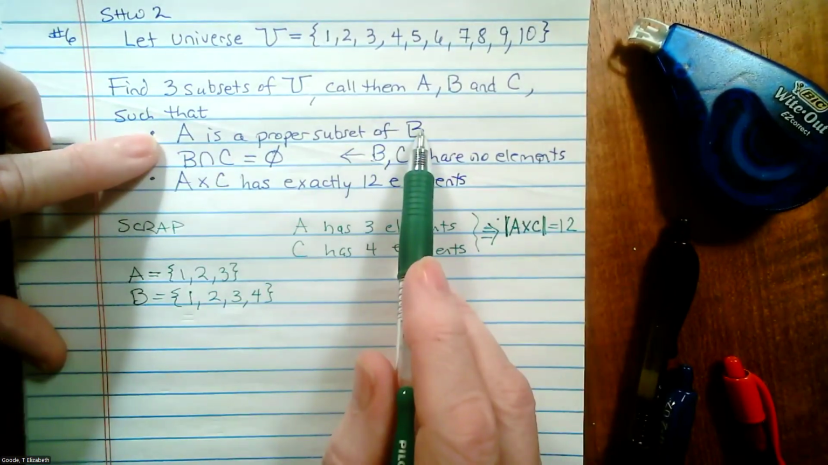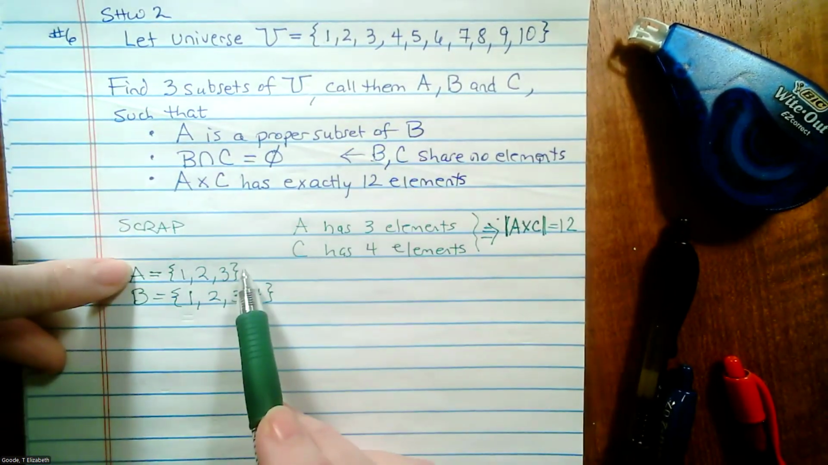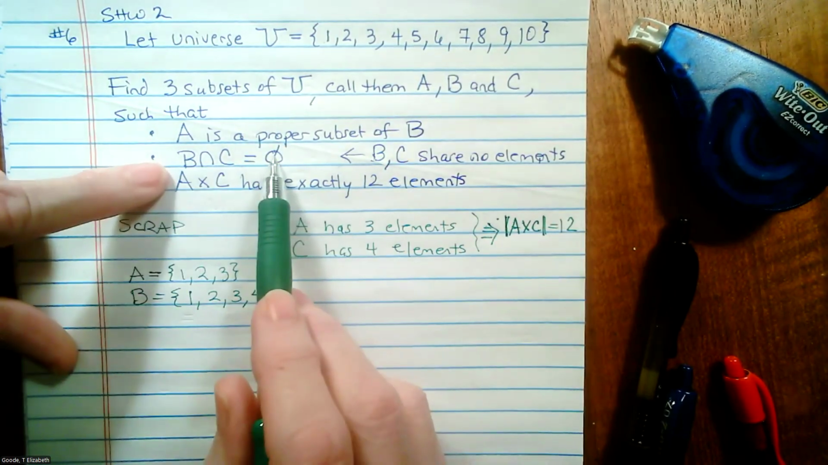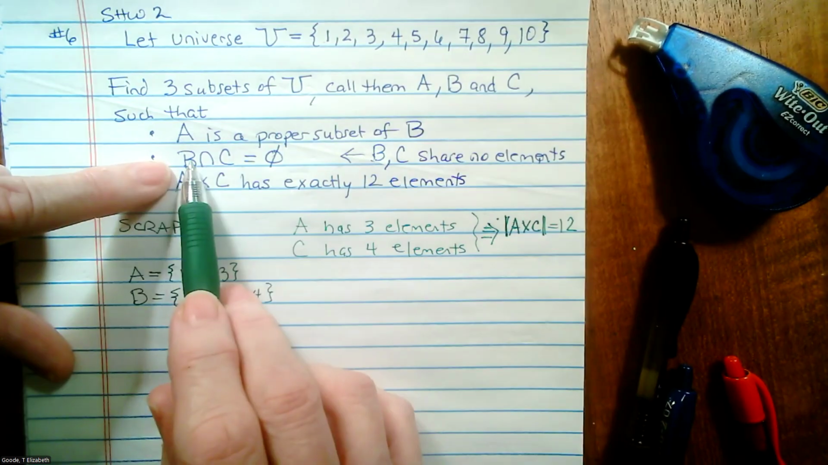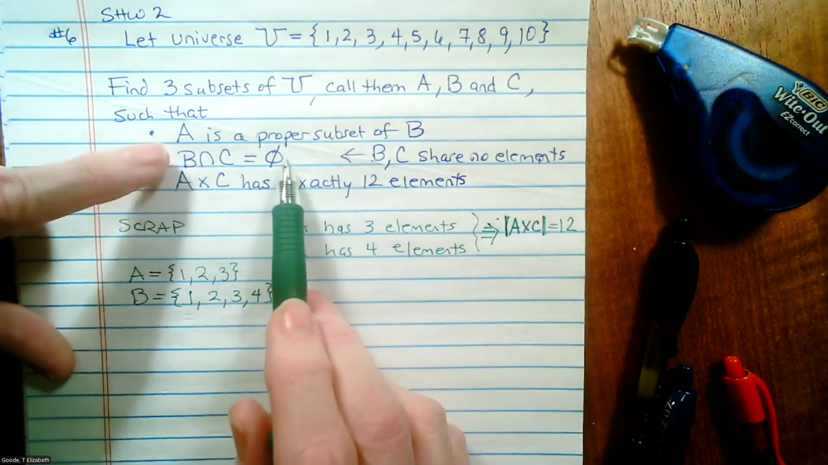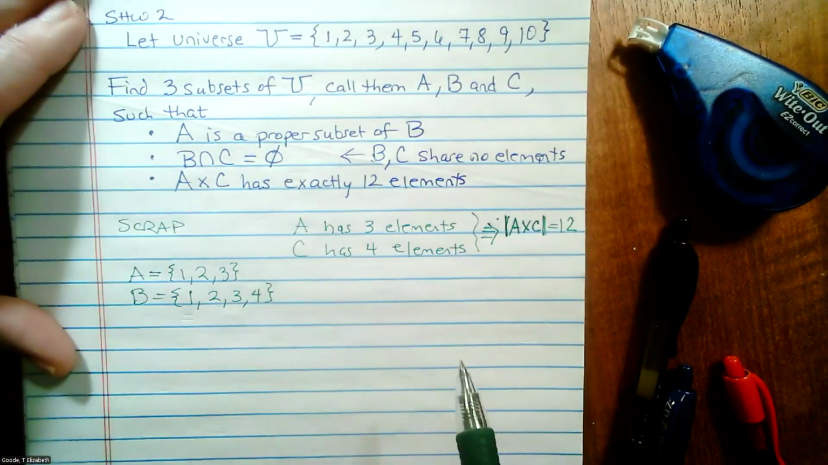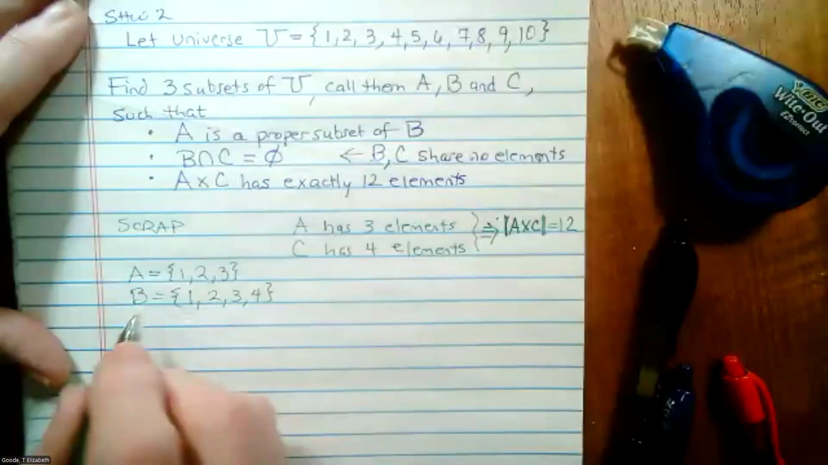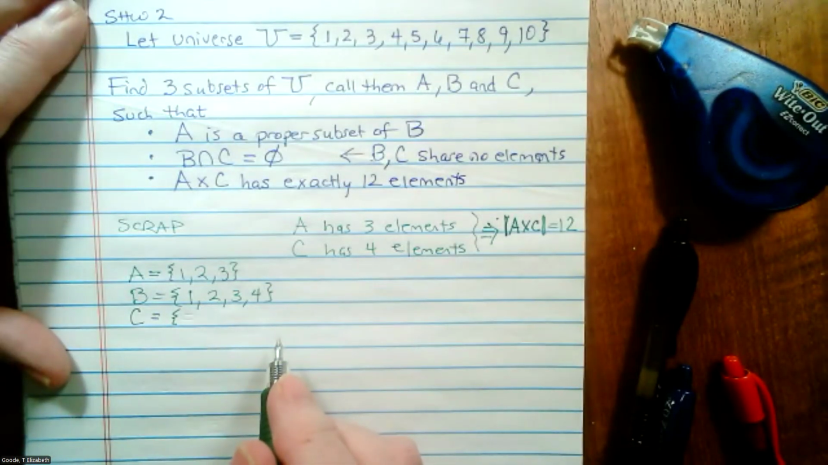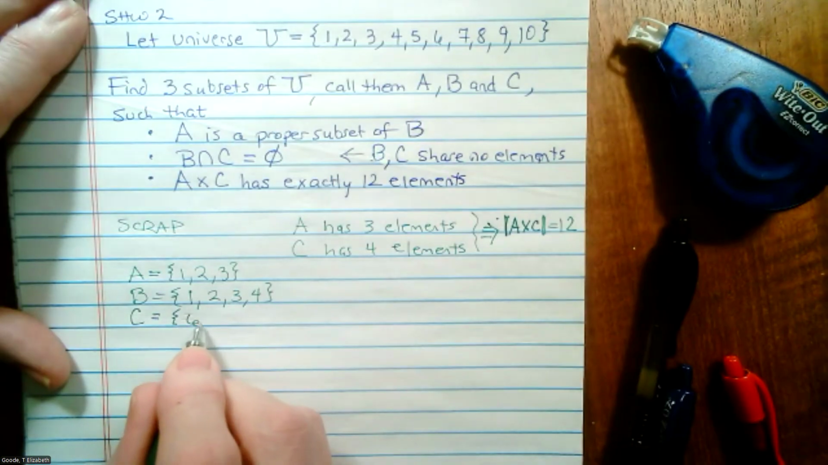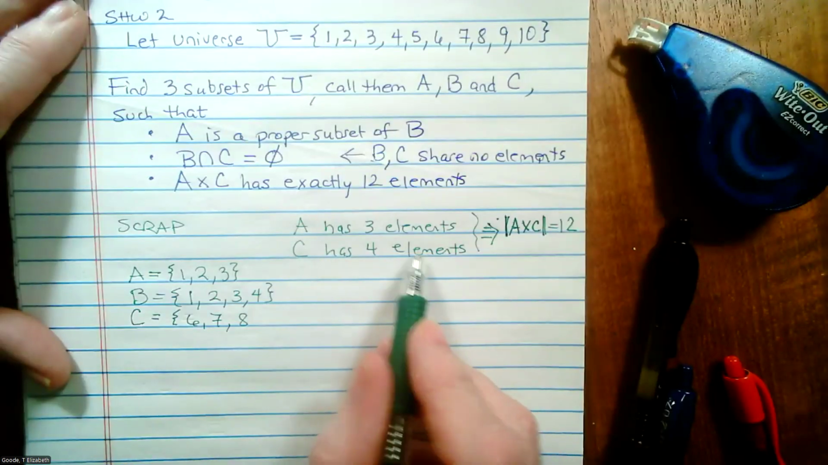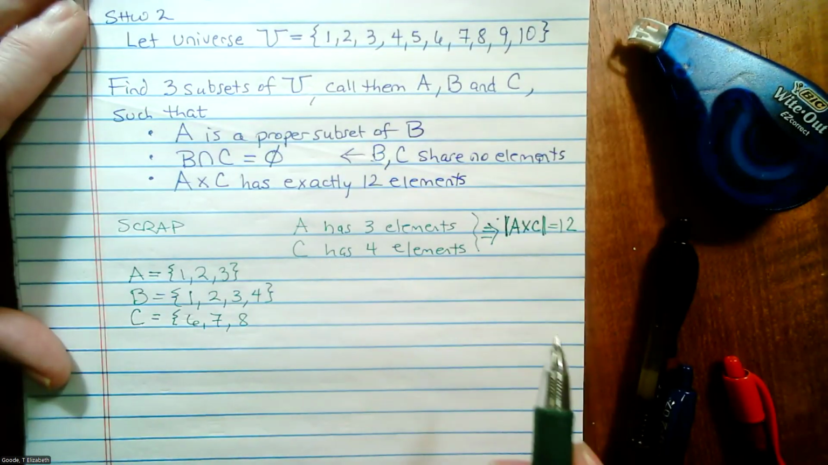A is a proper subset of B. A is the right size if we plan to build a C that has four elements. Now we've got to build a C so that B and C share no elements. Again, that was the one thing you needed to look up. So what did we make C? 6, 7, 8, 9. Good.